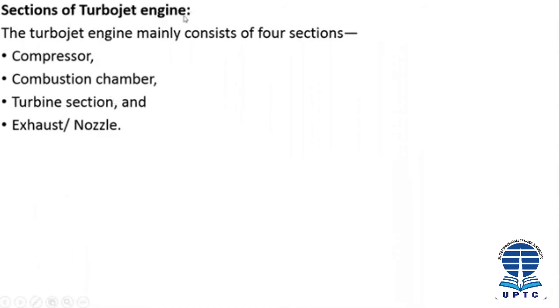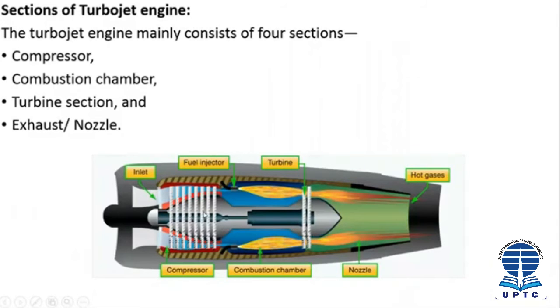Sections of the turbojet engine. The turbojet engine mainly consists of four sections: compressor, combustion chamber, turbine section, and exhaust nozzle. This is the diagram of a turbojet engine.